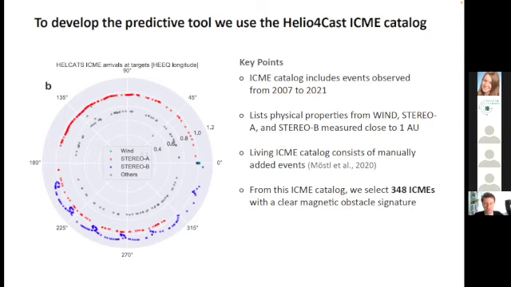that we then use to train our models. Just the main headlines for the data part: all the ICMEs that we are using were observed between the years 2007 to 2021. All the events were measured by the Wind, STEREO A and STEREO B spacecraft, close to a distance of 1 AU. And I also would like to emphasize that our selection only includes 348 ICMEs, all of which showed a very clear magnetic obstacle signature.